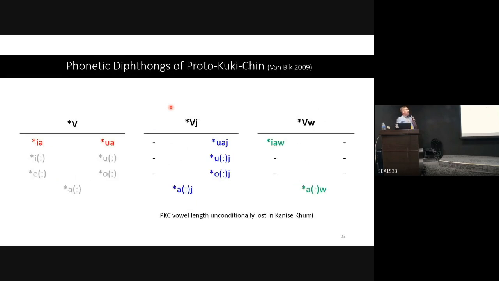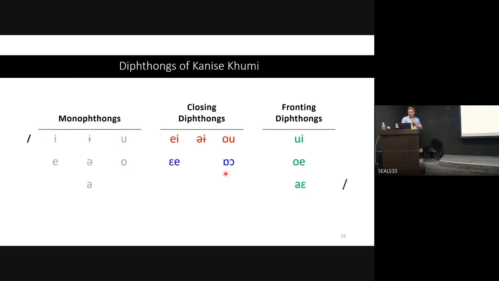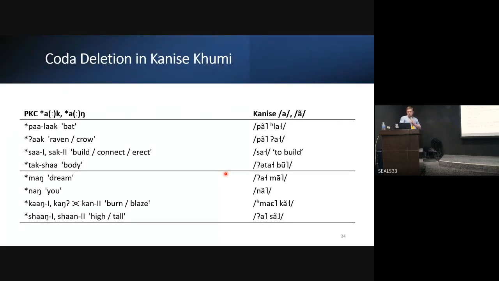Oh yeah, I forgot to mention: while vowel length contrast is present in Proto-Kuki-Chin, it was just generally lost in Kanise, without any compensatory effects. So yes, we've seen the diphthongs of Kanise Khumi, and so we recognize they are different. A big factor in this is coda deletion, which has been quite extensive in Kanise.